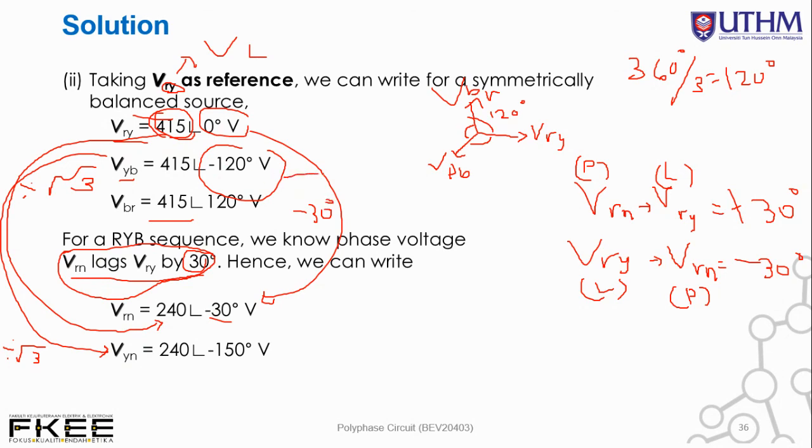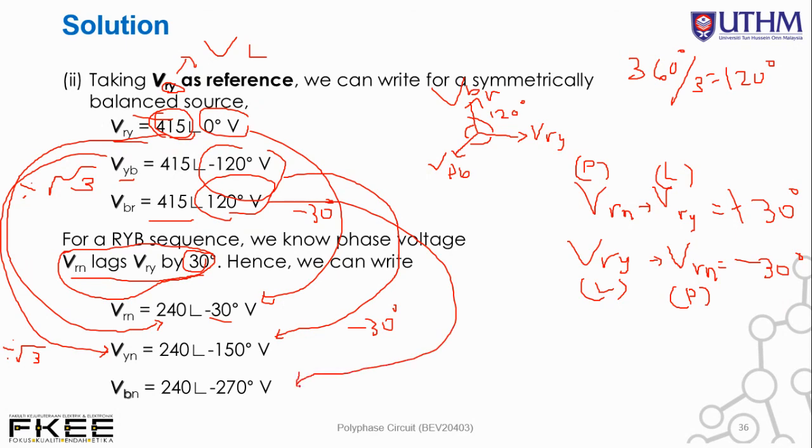Here the second phase, minus another 30 degrees, and then the last one should go to here, minus another 30 degrees. This is actually equal to minus 240. VBN from here to here, this is minus 240 degrees.